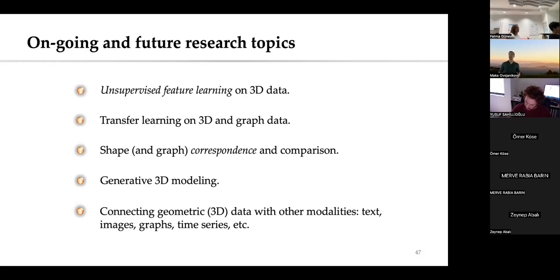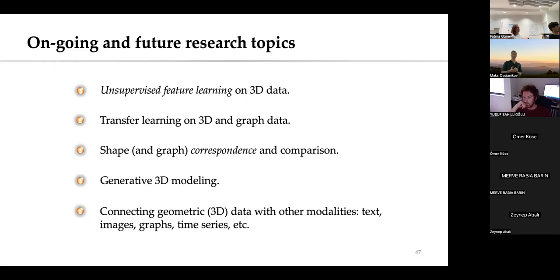So also transfer learning for 3D and graph data is super useful. I talked about shape correspondence, but actually there's another nice application for shape correspondence, just transfer learning. If you learn something in one domain and you have a correspondence, you can then transfer that information to another domain and maybe do some fine tuning. So there's a nice link there.